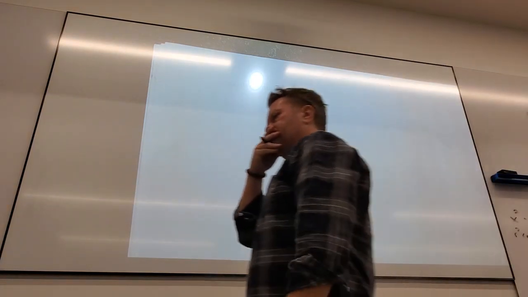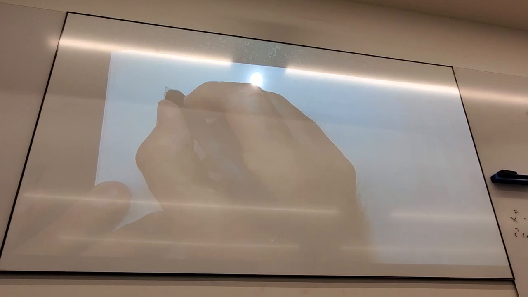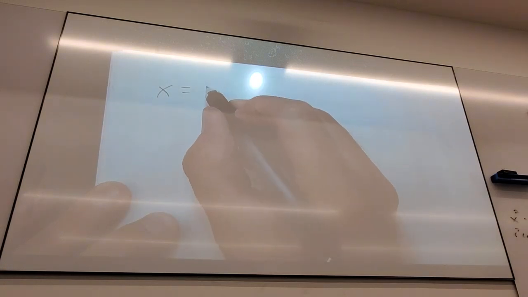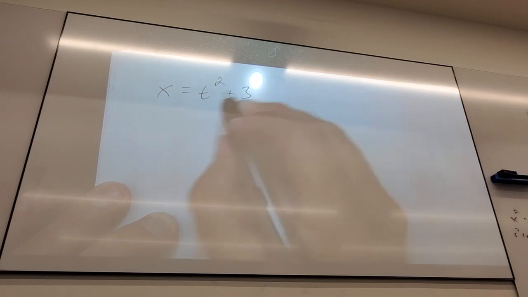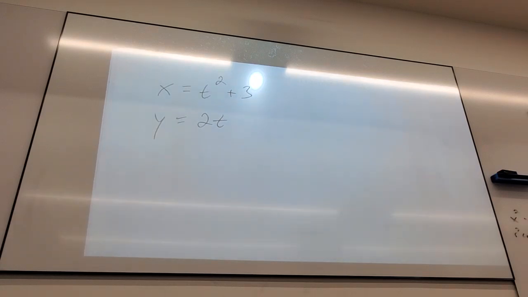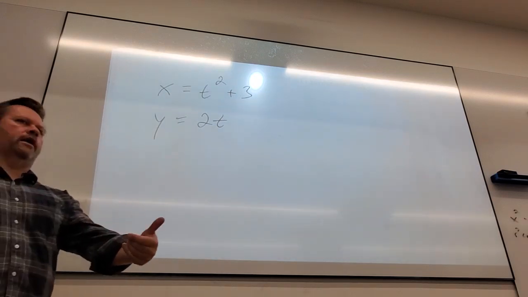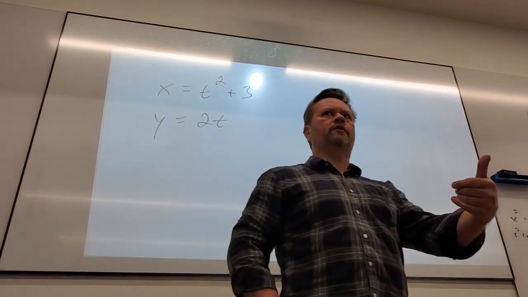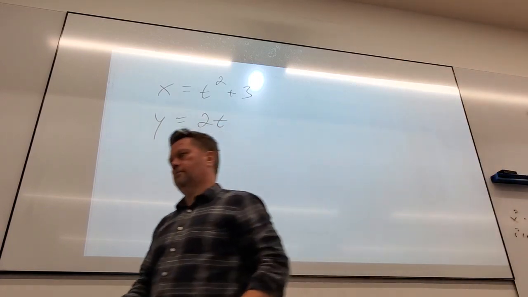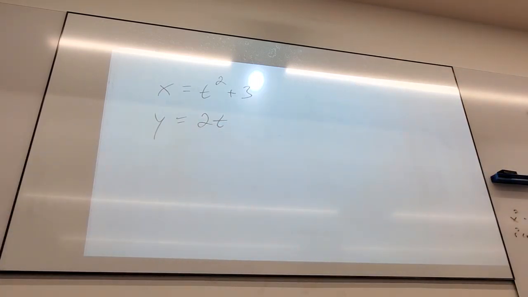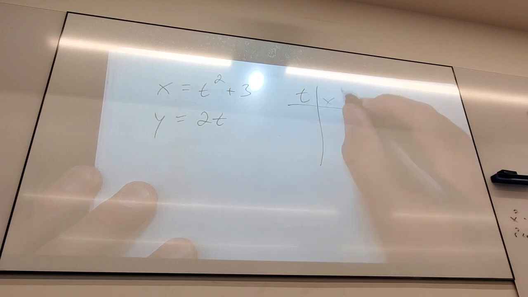So let's do this. If I give you a system of parametric equations, okay. Now, how would I graph this by hand? What would I have to do? Or what should you do? Make a table. What kind of table? The T, X, Y.